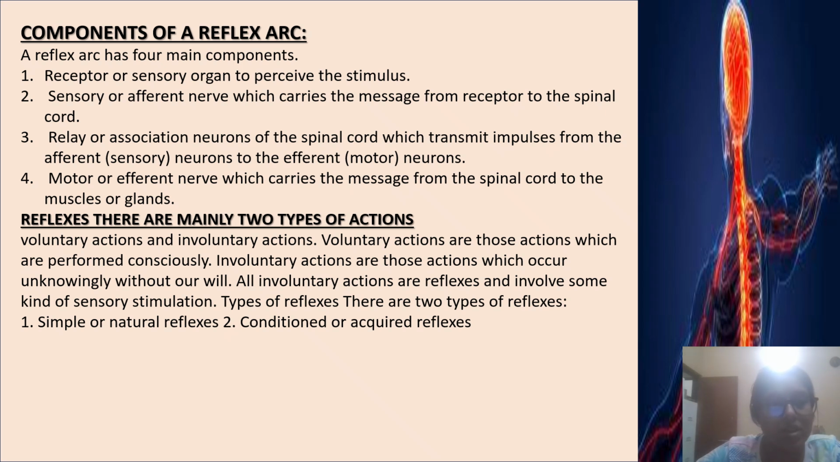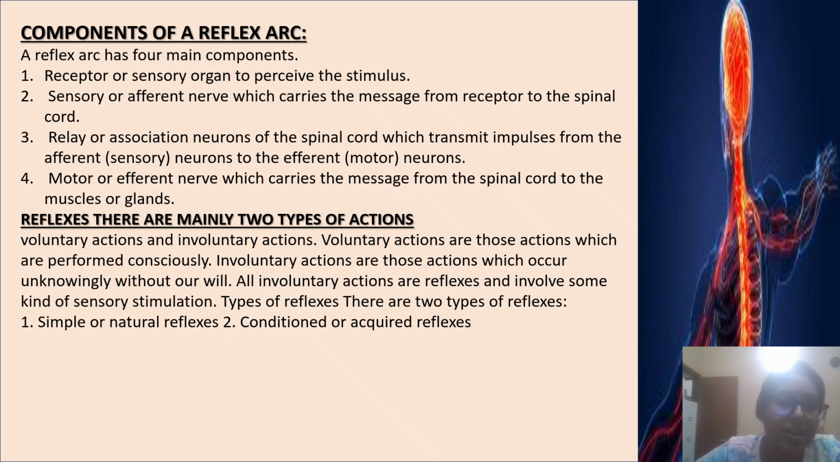Components of a reflex arc. A reflex arc has four main components. Receptor or sensory organ to perceive the stimulus; sensory or afferent nerve which carries the message from the receptor to the spinal cord; relay or association neurons of the spinal cord which transmit impulses from the afferent sensory neurons to the efferent neurons; motor or efferent nerve which carries the message from the spinal cord to the muscle or glands.